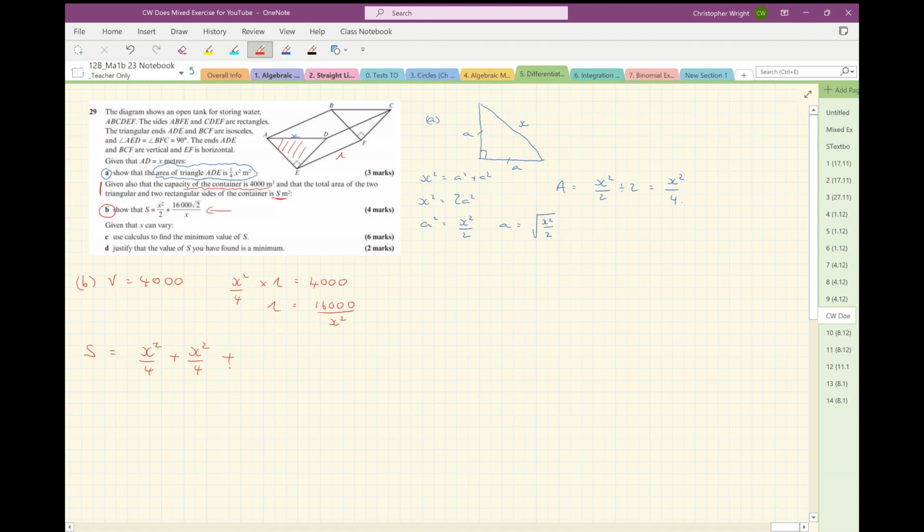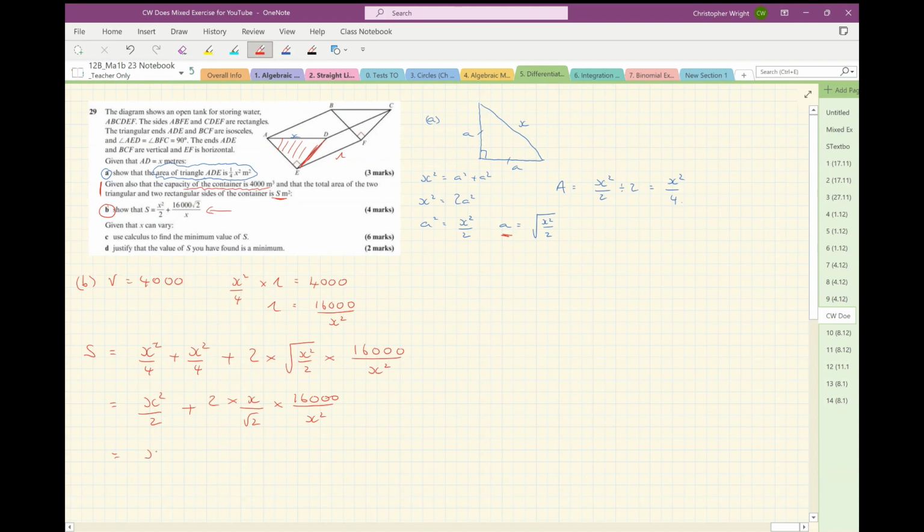And now I've got two rectangles, haven't I? Those two rectangles each have a width of DE, which is the same as A here. So that's going to be the square root of x squared over 2. That's their width, and then they're times the length, aren't they? Well, I know the length is 16,000 over x squared. Right, let's simplify this. I'm going to have x squared over 2 there, plus twice times, now the root of x squared over 2 is x over root 2, times 16,000 over x squared.